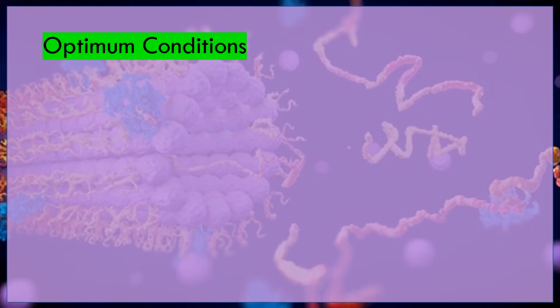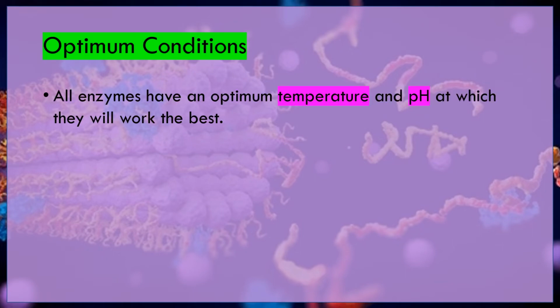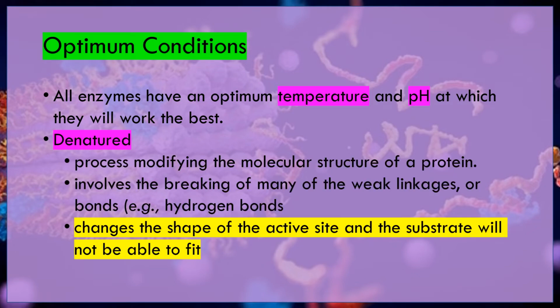The optimum conditions that are needed for the enzymes. So all enzymes have an optimum temperature and pH at which they will work best. If they're not in these optimum conditions, what will happen is they go through denaturation. This is the process modifying the molecular structure of a protein. It involves the breaking of many of the weak linkages or bonds, such as hydrogen bonds, and they change the shape of the active site, and the substrate will not be able to fit.